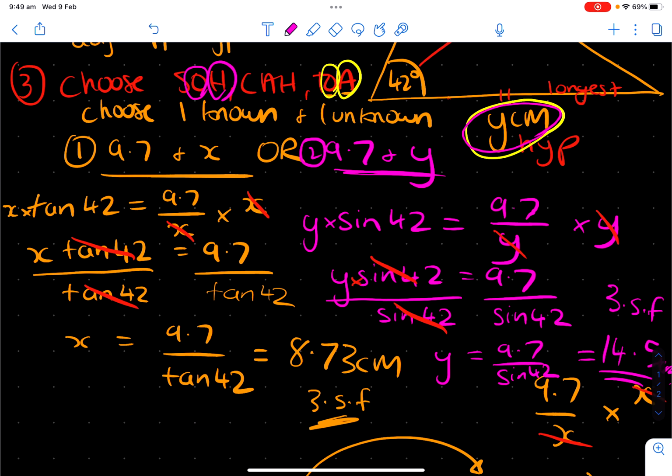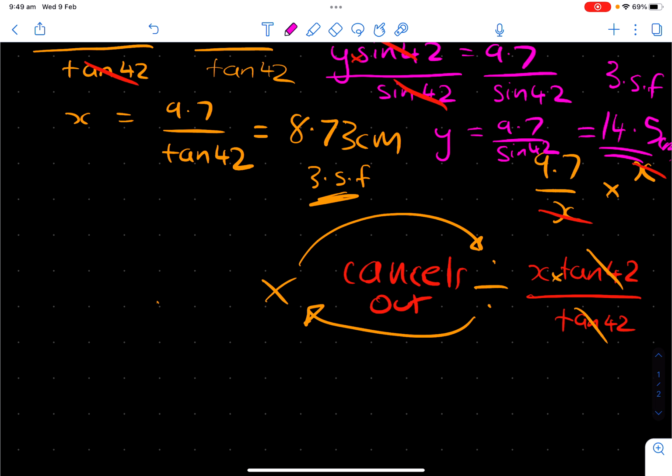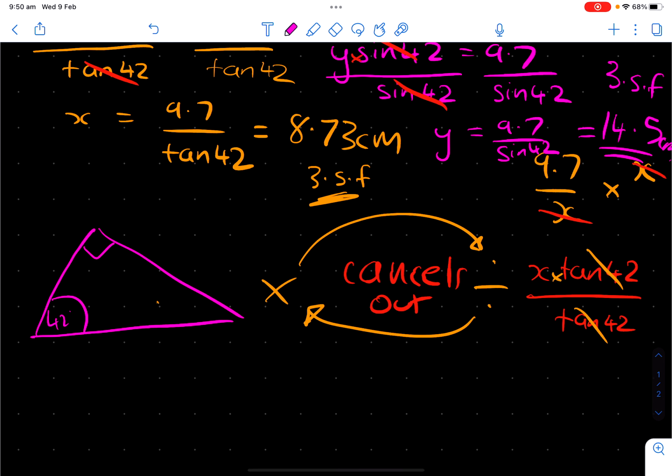We then want to label our triangle. We could do this again to just illustrate that we have solved the equation. So we have our right angle here, 42 degrees. We've worked out that y equals 14.5 centimeters and that x equals 8.73 centimeters, and our known side was 9.7 centimeters.